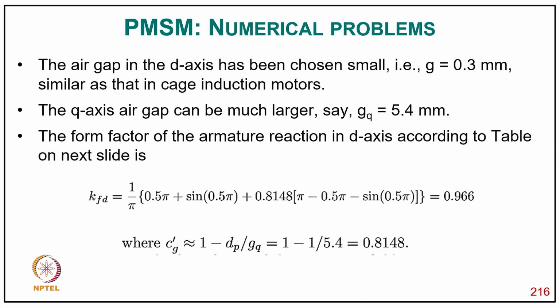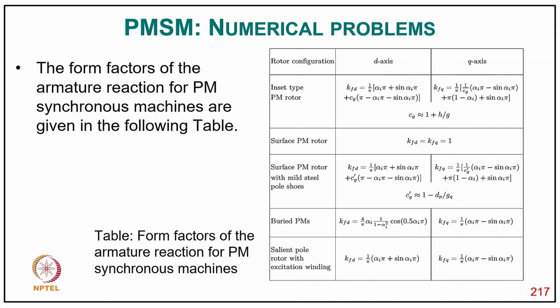So the air gap in the D axis has to be chosen small, g equal to 0.3 millimeter, similar to that of a cage induction motor. The Q axis air gap can be much larger, say gq equal to 5.4 millimeter. The form factor of the armature D axis is KFD equal to 1 upon pi, bracket 0.5 pi sine 0.5 pi plus 0.8148 minus bracket pi minus 0.5 pi into sine 0.5 pi, that is 0.966, where the term equals 1 minus dP upon, and it comes 0.8148.